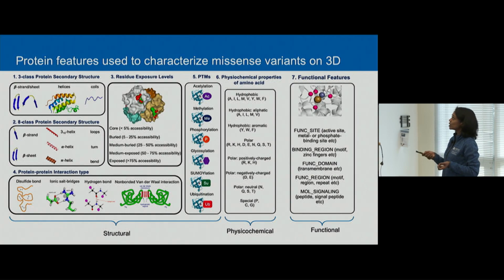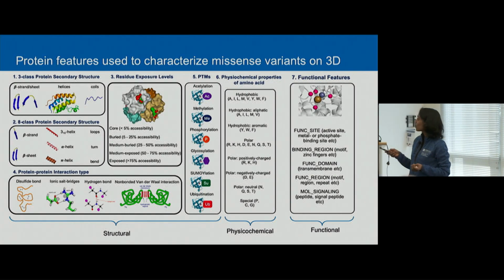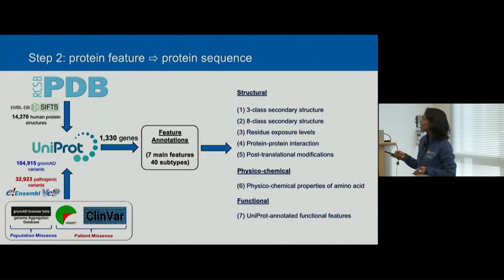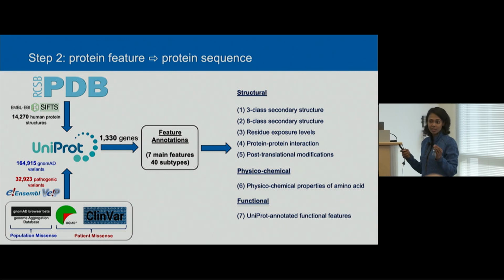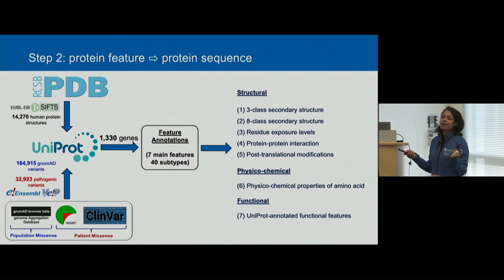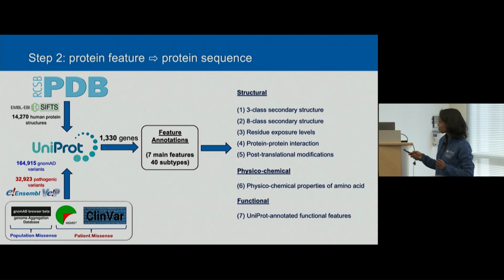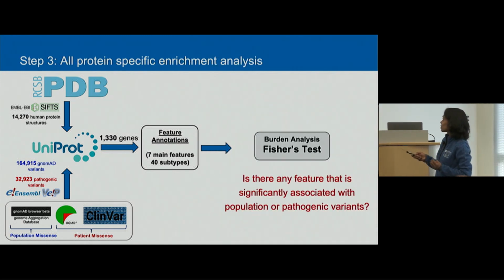With this feature space annotated on the amino acid level, now we will characterize the pathogenic and population variations on protein structure. Just to give a summarized overview, we had seven different main groups of features with 40 different subtypes that I have just shown you in the previous slides. So how do we characterize? We did it simply by a statistical analysis, which is called a two-tailed Fisher's exact test.